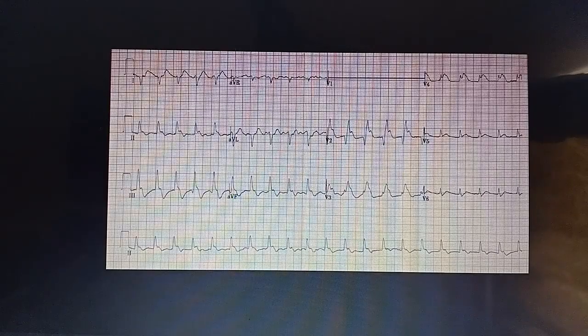So these are some of the important ECG patterns and ECG strips you have to memorize for the AMC. And I tried to make it easier for you.